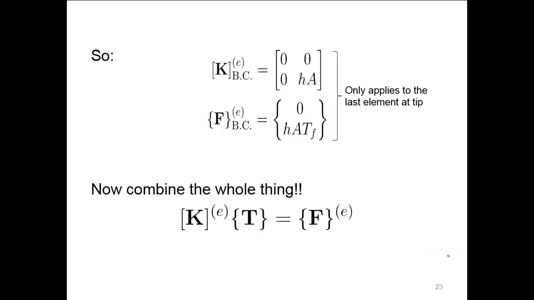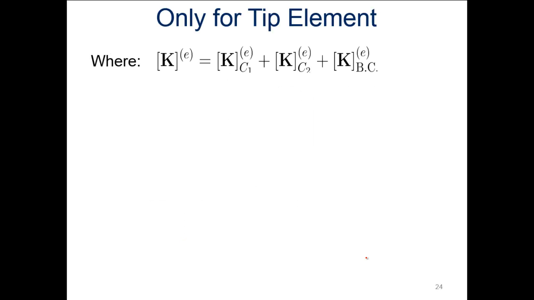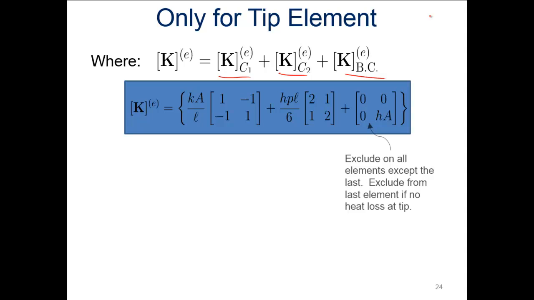All right, so let's combine the whole thing together. We got our stiffness, we got our temperatures, and we got our forcing functions. For only the tip element, we combine all three of these things: our first stiffness matrix, our second, and our third boundary condition matrix. So in that case, our total element stiffness contribution is one from conductance, one from convection to the side, and one from convection from the tip.